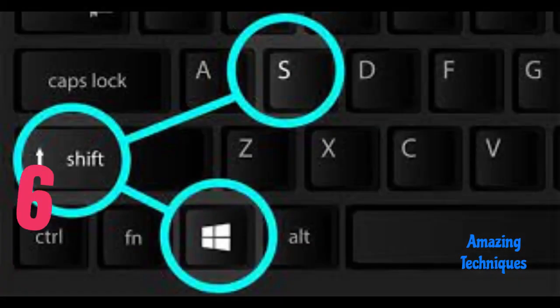Press Windows logo key plus Shift plus S. The desktop will darken while you select an area for your screenshot.